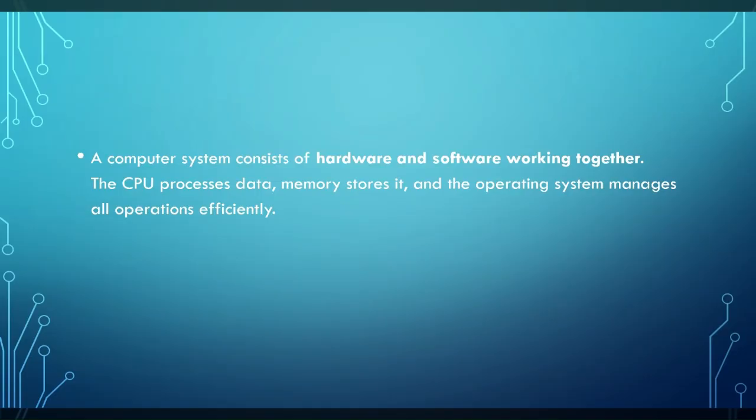So to summarize the whole chapter in 2 lines, I can say that a computer system consists of hardware and software working together. The CPU processes data, memory stores it, and the operating system manages all operations efficiently. So that was all that is covered in this unit.